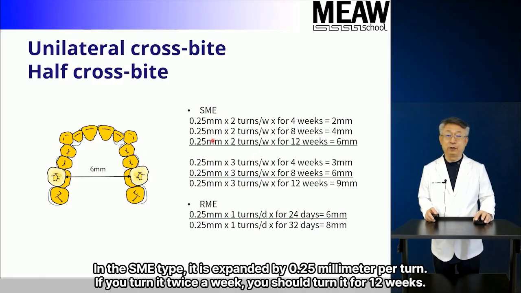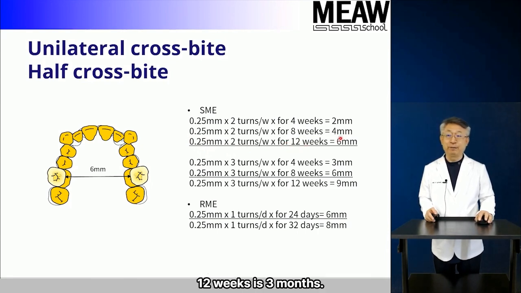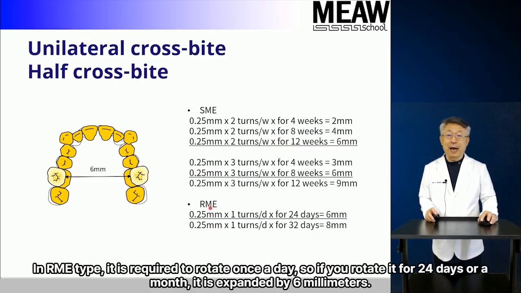In the SME type, it is expanded by 0.25 mm per turn. If you turn it twice a week, you should turn it for 12 weeks. 12 weeks is 3 months. In RME type, it is required to rotate once a day, so if you rotate it for 24 days or a month, it is expanded by 6 mm.